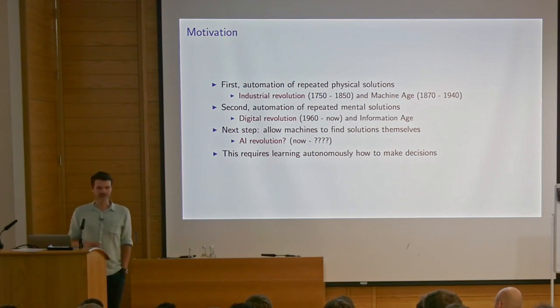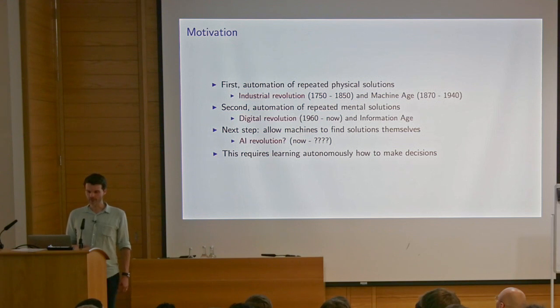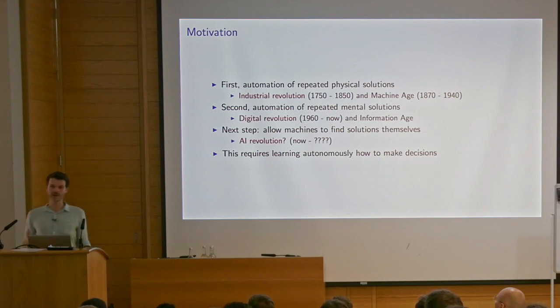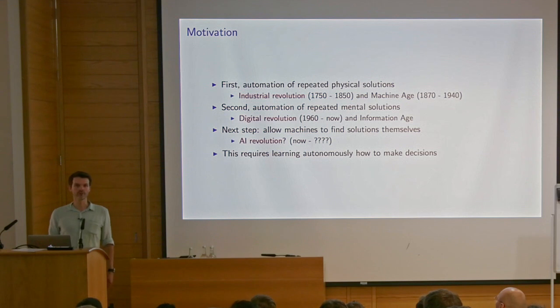This is very high level, so this is one way to think about how this fits into a larger context of artificial intelligence research. We could start by saying, well, first we started automating repeated physical solutions in the Industrial Revolution at some point. Basically, we started building machines to take over tasks that we had been doing by hand. Of course, this is actually older than the Industrial Revolution. It's something that goes back throughout history, that we find mechanisms and tools to basically make tasks easier for us.